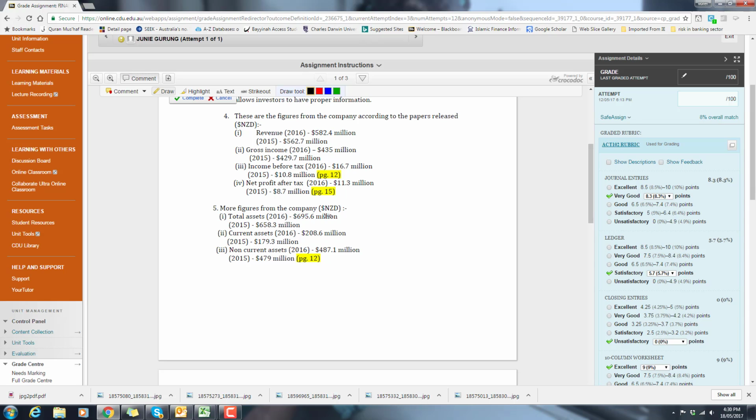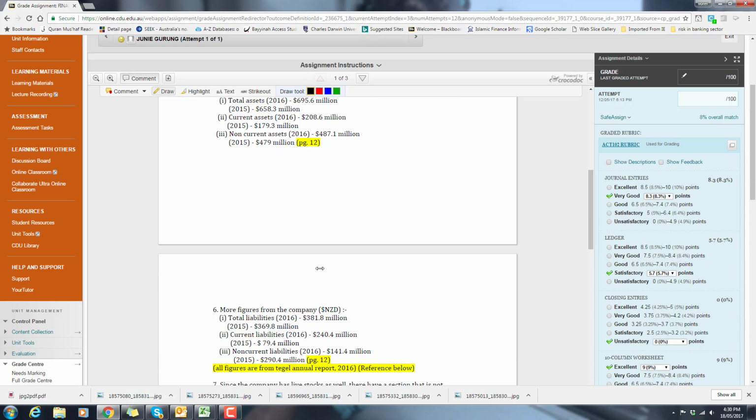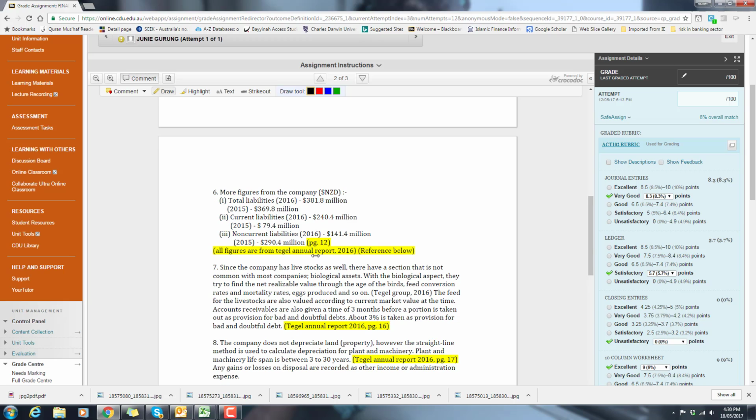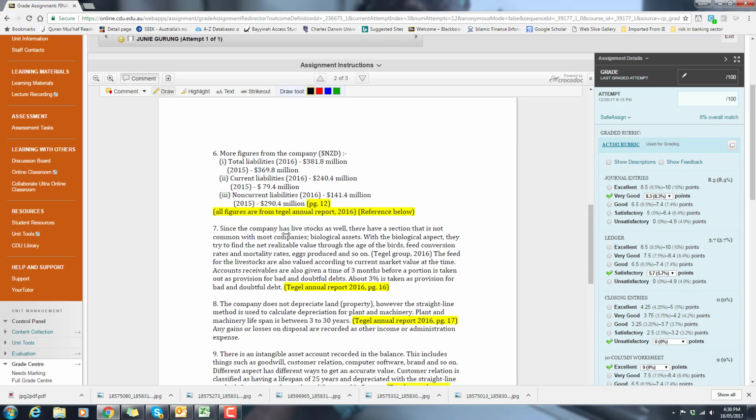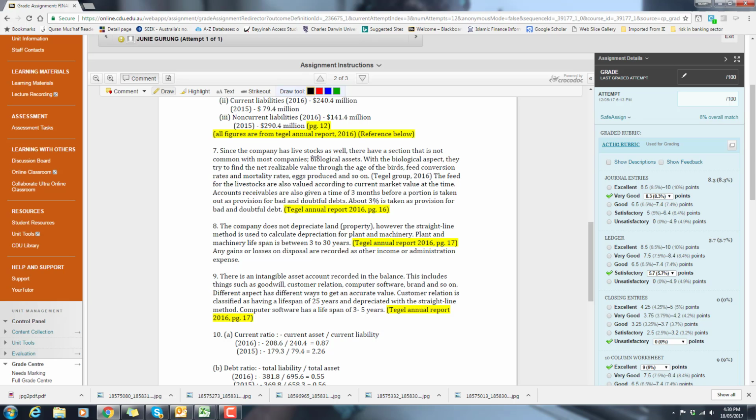From the total assets, current assets, non-current assets, total liabilities, current liabilities and non-current liabilities, all figures are from the Tegel Annual Report 2016. Since the company has livestock as well, they have a section that is not common with most companies, biological assets. So that's very good. The student tried to identify something new. With the biological assets, they've tried to find the net realizable value. This is okay.